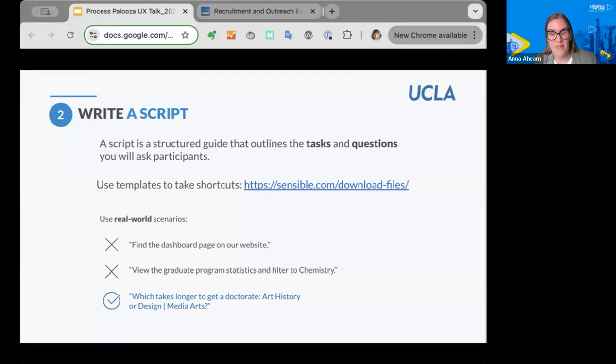And the key about these tasks is to provide real-world scenarios. Asking to use or find a certain feature becomes more like an Easter egg hunt. Being asked to view the graduate program statistics and filter to chemistry may produce a much more unnatural reaction versus asking which takes longer to get a doctorate, art history or design and media arts.